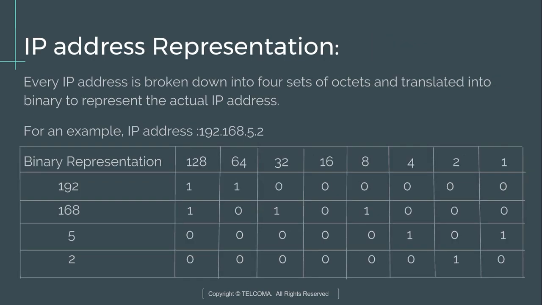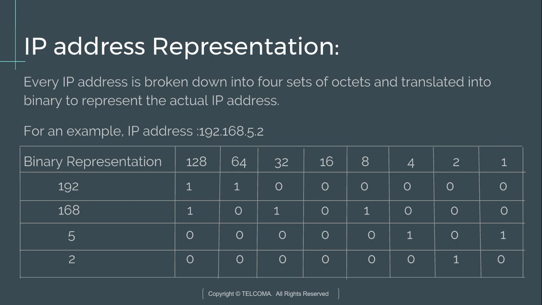The next is IP address representation. Every IP address is broken down into 4 sets of octets. An octet is a set of 8 bits and is translated into binary to represent the actual IP address. So to represent the IP address 192.168.5.2, each value represents 8 bits. The 8 bit values are 128, 64, 32, 16, 8, 4, 2, 1. So these are represented by these values.